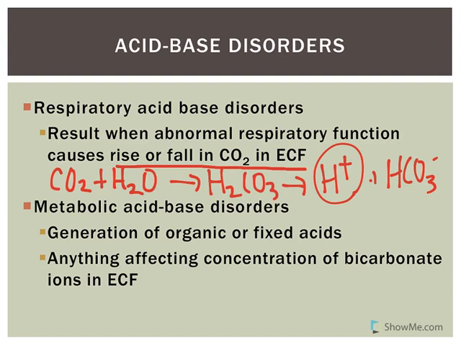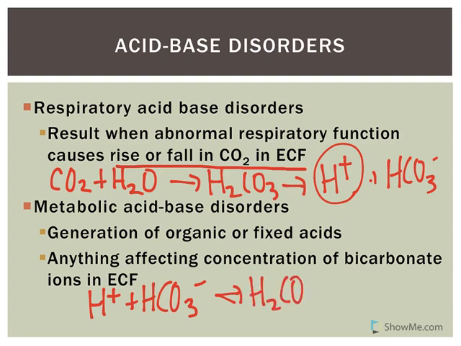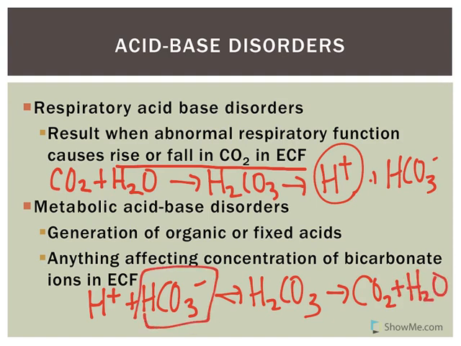So if I've generated a lot of hydrogen ions because of this accumulation of a fixed acid, the bicarbonate that acts as a buffer combines with it, forms carbonic acid, and then that dissociates into CO2 and water. And so the levels of bicarbonate will actually decrease.